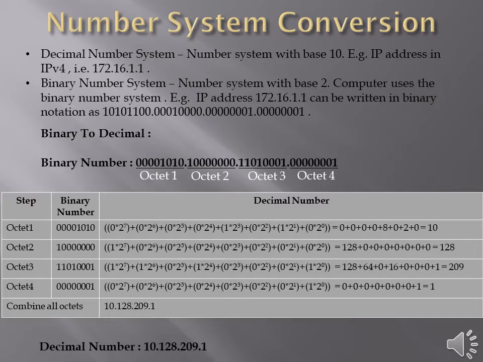Fifth bit 0, fourth bit 1, 1 into 2 raised to power 4. Third bit 0, so again 0 into 2 raised to power 5. The second bit is 1, 1 into 2 raised to power 6, and the first bit is 1, that is 1 into 2 raised to power 7.